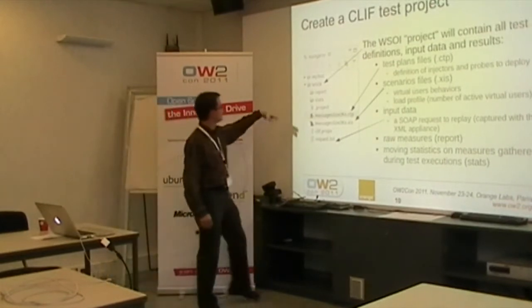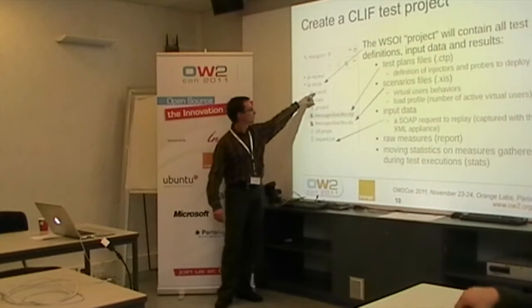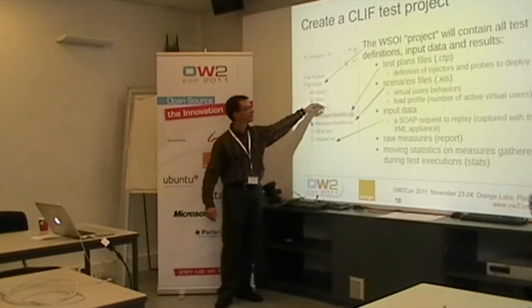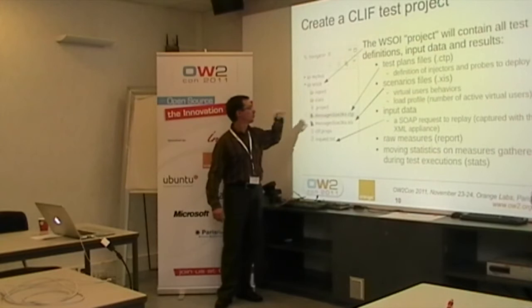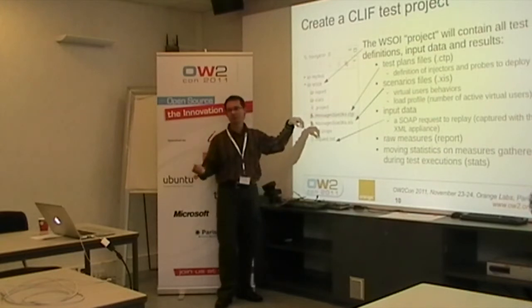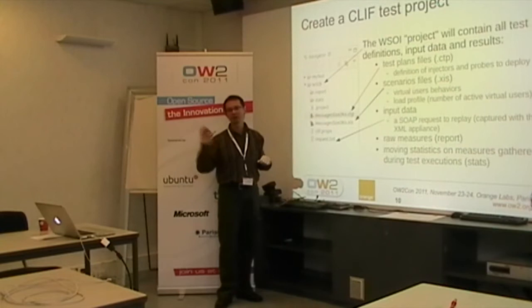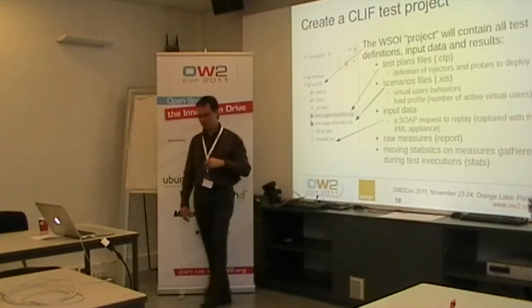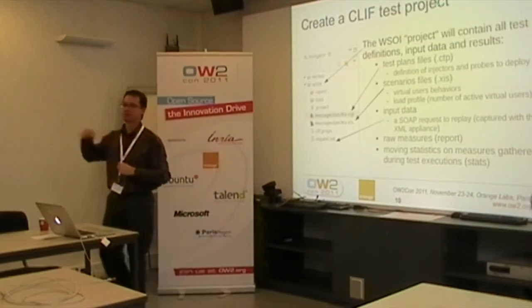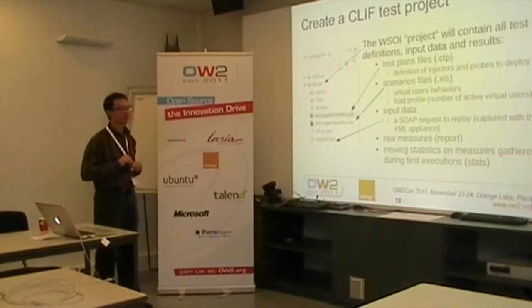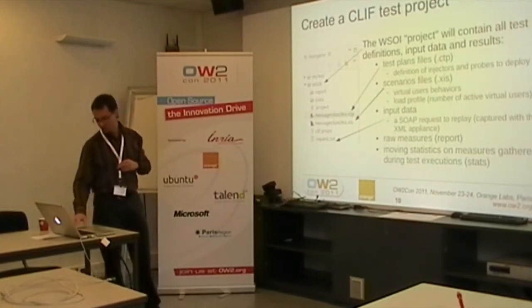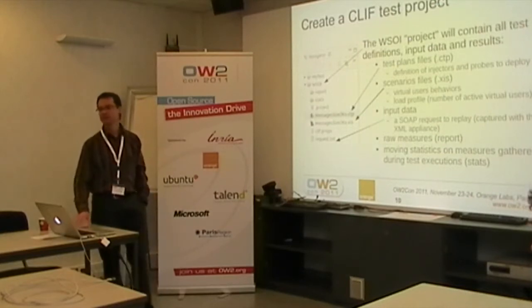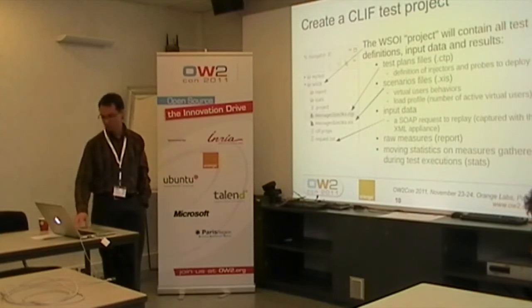And finally, you have two subdirectories here, report and stats. Report will be the directory for all the raw measures. Raw measures means, for example, one request will generate one measure. And you have also a stats report for gathering moving statistics, which are collected at runtime. So it can be quicker to just have a look at those moving statistics than doing a full report from the raw measures.